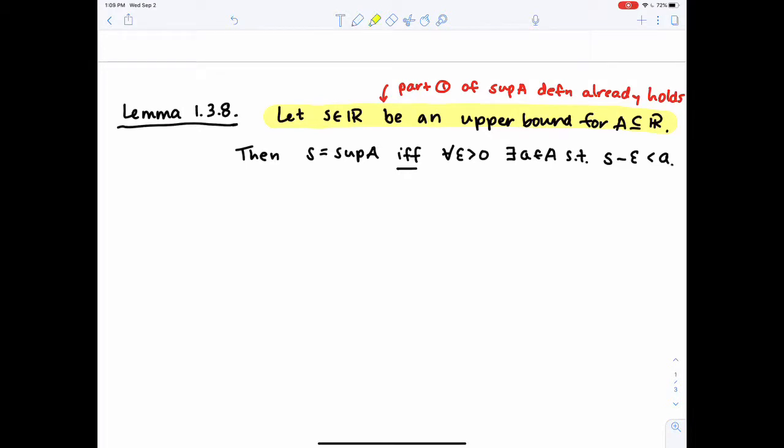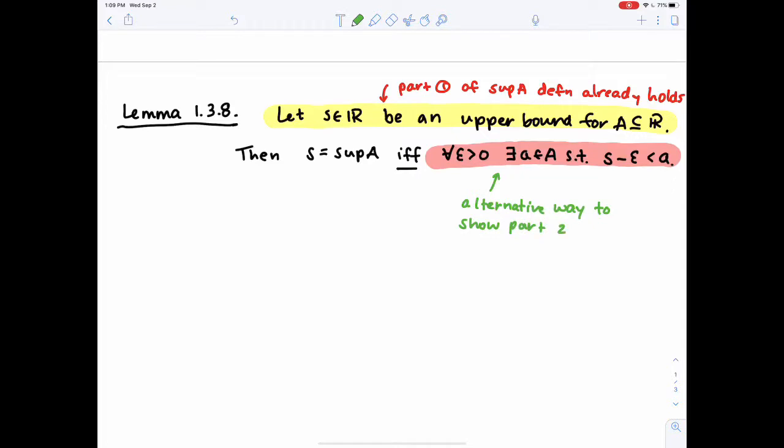And this statement here that I'm going to highlight in red is an alternative way to show part 2 of the definition. So this is essentially going to give you a replacement. Instead of showing part 2, you're going to show this mixed quantified statement.